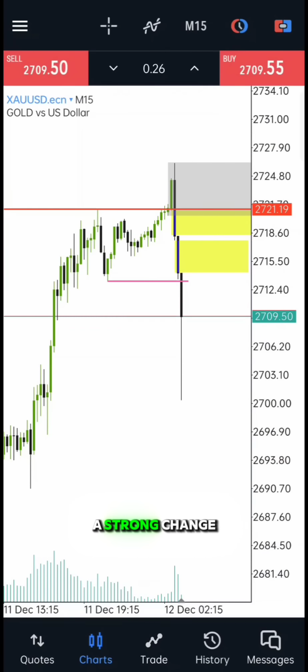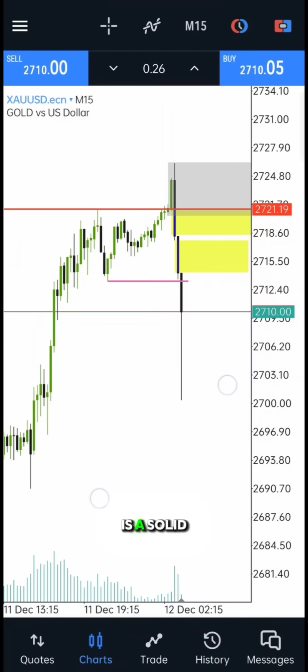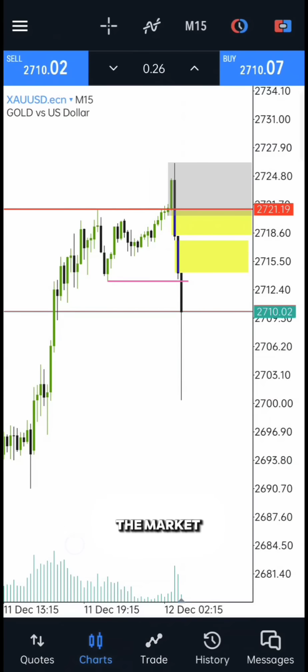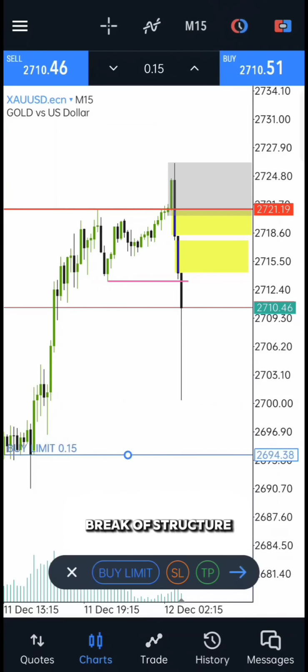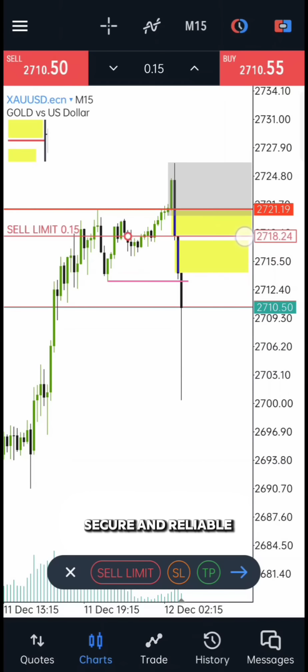Guys, a strong change of character is a solid enough indicator to take positions in the market, but a break of structure is far more secure and reliable confirmation.